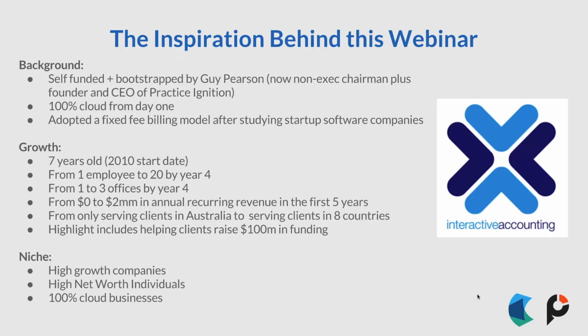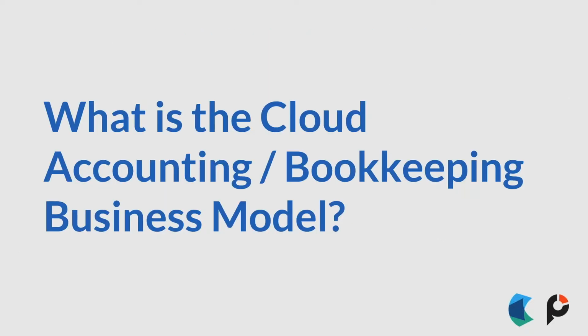And that last part there for the interactive case study, they picked a niche. They went for high growth companies, high net worth individuals, and 100% cloud only. That was the 3 things they needed to tick off. So again, in your firm, you might be looking at niching and all those sorts of things. This particular case study did, and this is exactly how it turned out for them. But moving right along. So what is the cloud accounting bookkeeping business model?